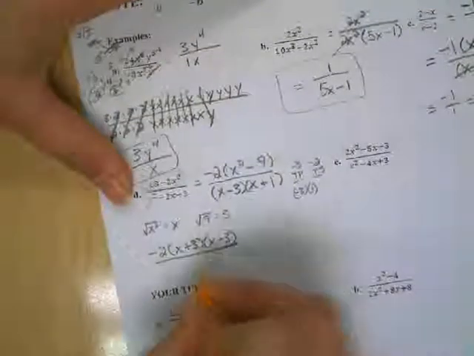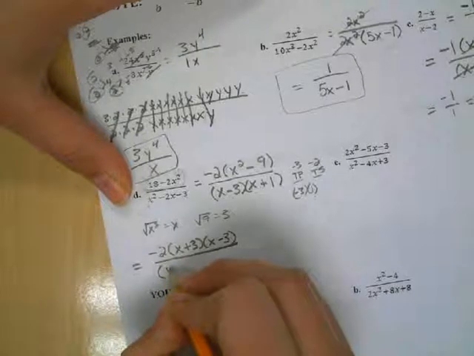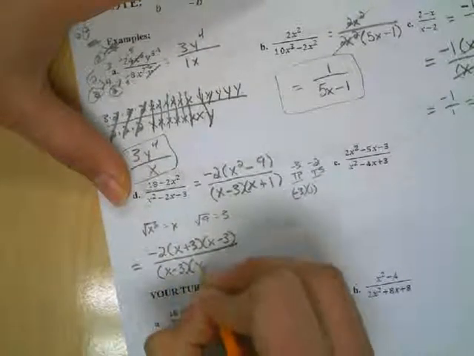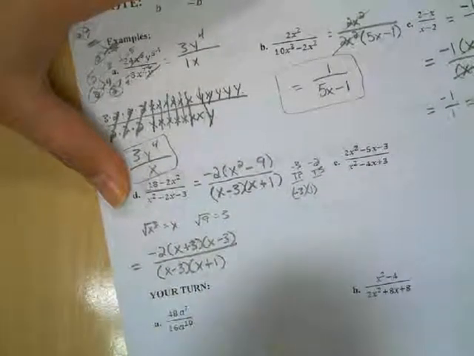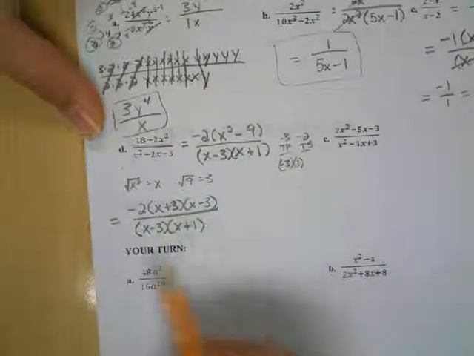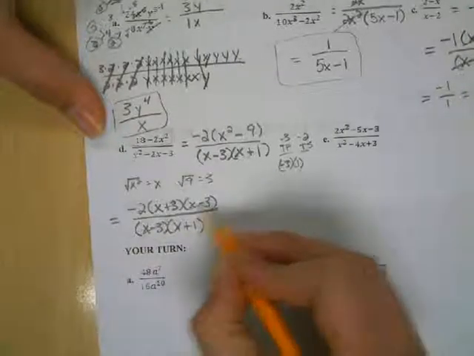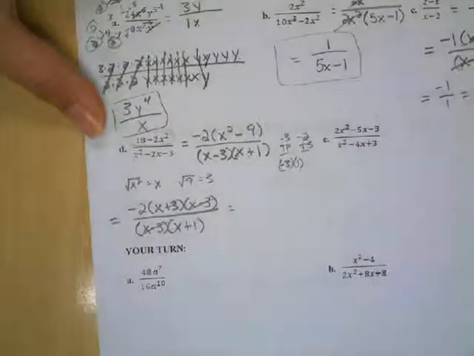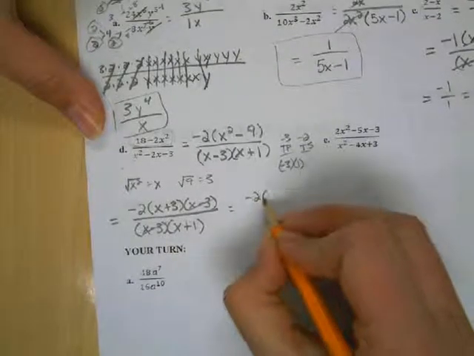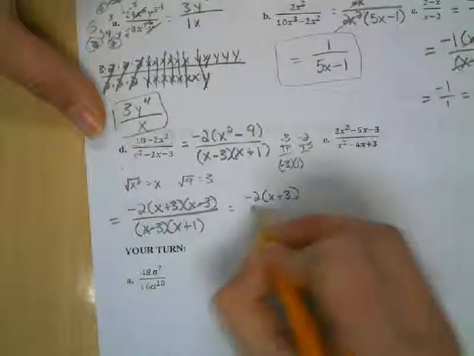All of which is still over x minus 3 and x plus 1. Okay, so now we've got it completely factored. Now we can cancel out matching terms. So I've got an x minus 3 on top and bottom. They can go away. Everything else will stay. X plus 3 over x plus 1.